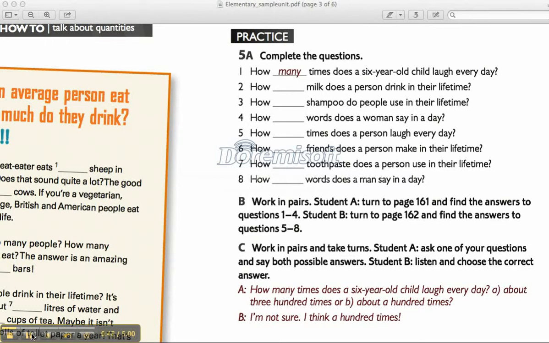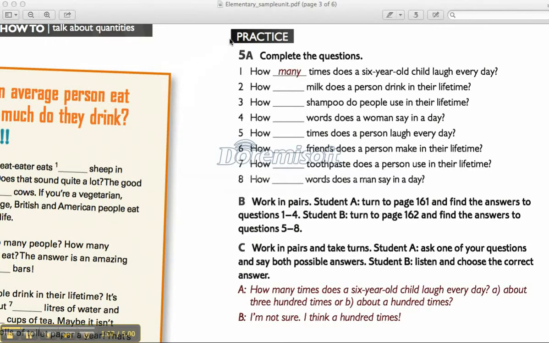And the practice is divided into two parts. The first part is a very controlled or restricted type of practice, which is called accuracy. And that leads on to a freer kind of practice called fluency.